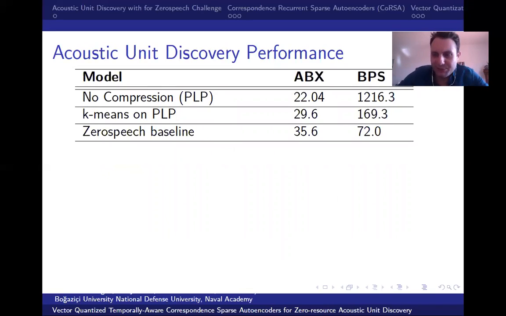Before we start looking at the experimental results, let's present some baselines. We obtain a rather low ABX error with the raw features already, if we use PLP. But we see that the bits per second is quite high. So if we apply simple k-means on PLP, we reduce the bits per second, since we quantize the space into one of k centroids, but obviously ABX is increased. And we put the Zero Speech baseline, which is based on HMM with Dirichlet process priors, to provide a comparison, and it further reduces the bit rate, quantizes to a deeper extent.